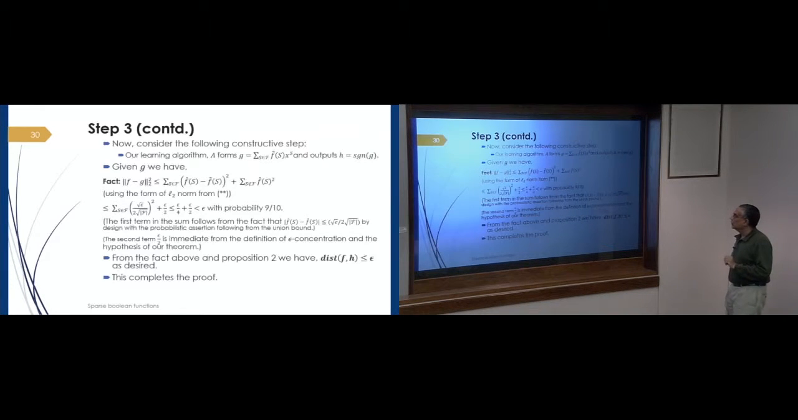Okay? So based on this and proposition 2, which helped us link f and g, we now know distance fh is less than or equal to epsilon, which concludes the proof of the theorem.